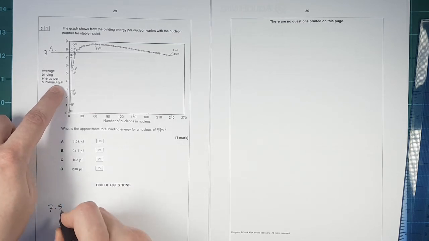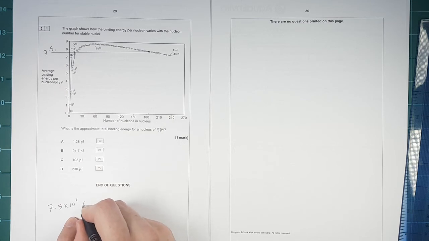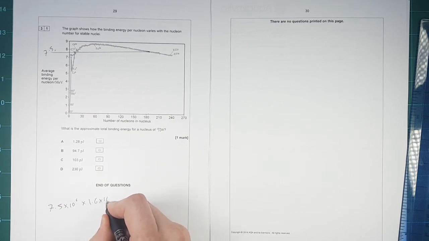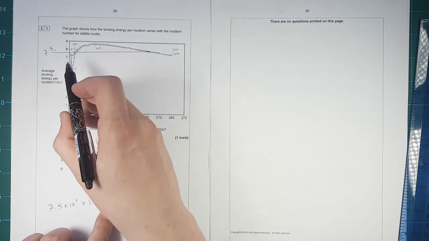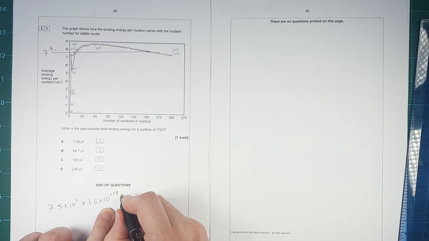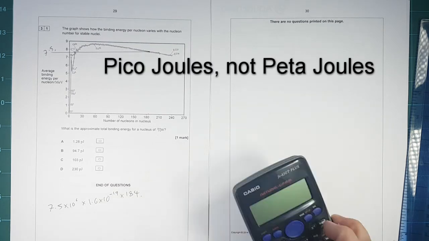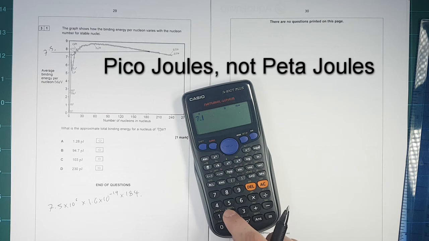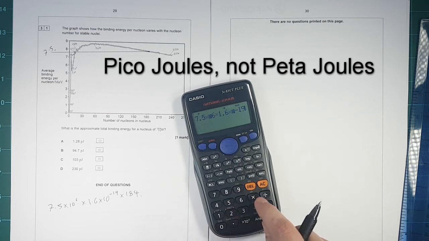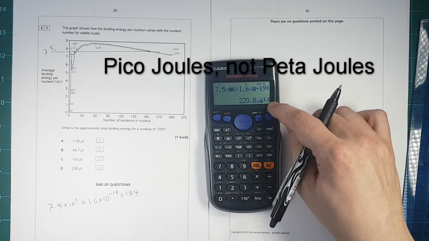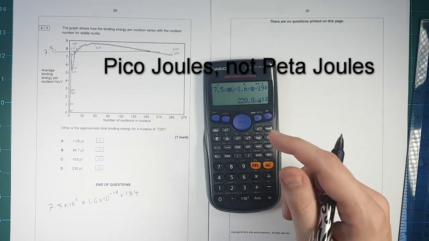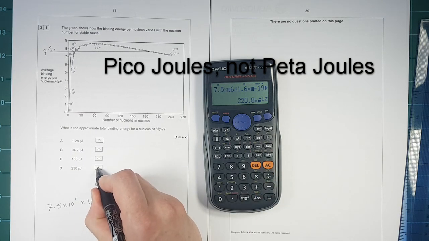What are the units here? Mega electron volts. So times 10 to the 6 to turn it into megas, times by 1.6 times 10 to the minus 19 to turn it into joules. And then that's per nucleon, so we need to times by 184. So here goes: 7.5 times 10 to the power 6 times by 1.6 times 10 to the power minus 19 times by 184 gives us, right, we want it in petajoules, so press the ENG button and it'll take us to times 10 to the minus 12, so it's 220, so this is the closest here.